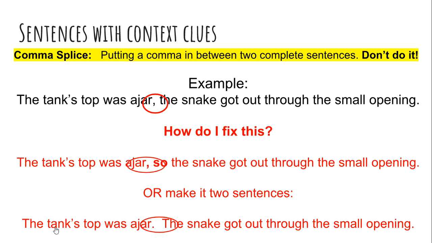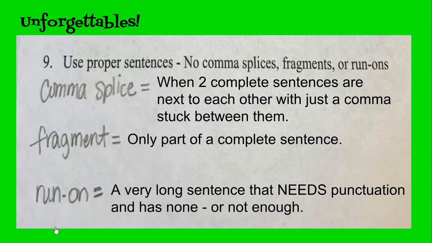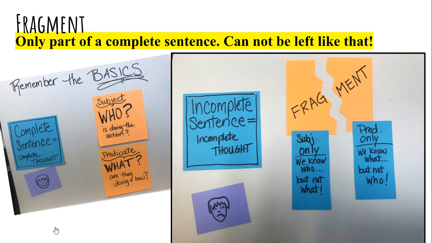The tank's top was ajar. End it, period. Start a new sentence, capital letter. The snake got out through the small opening. So both of those 2 corrections would be right and would be proper and not a comma splice. You just fixed it. All right, a fragment, only part of a complete sentence.